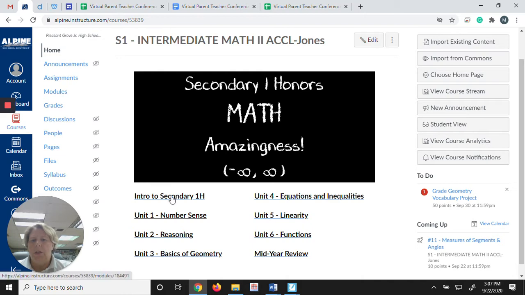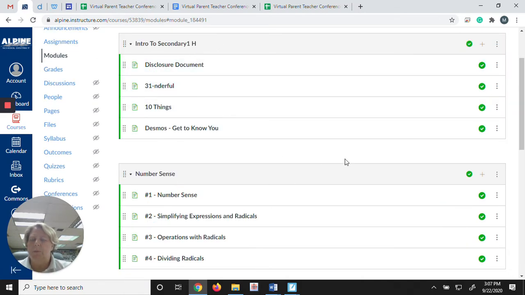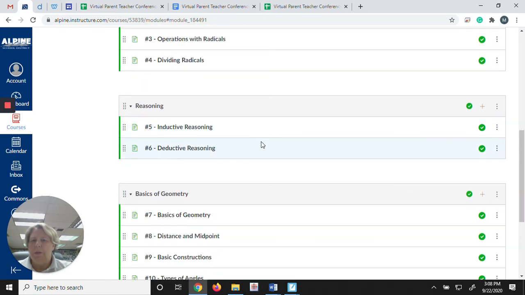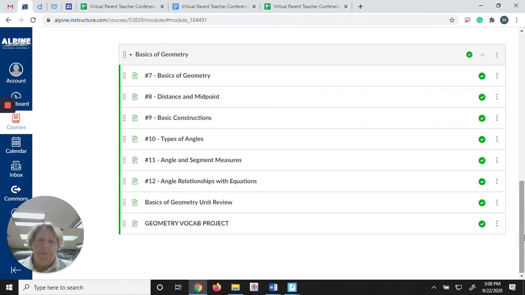So, just clicking on Intro to Secondary 1, this was the beginning of the school year where we talked about things going on in the class. From there, we did our number sense, which included our square roots that we had so much fun with. Then we did a short reasoning unit, just 2 lessons, one on inductive reasoning, one on deductive reasoning. If you want to know the difference, please ask your child. They should know. But we are currently in our geometry unit.